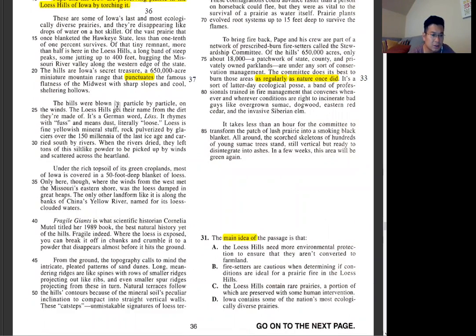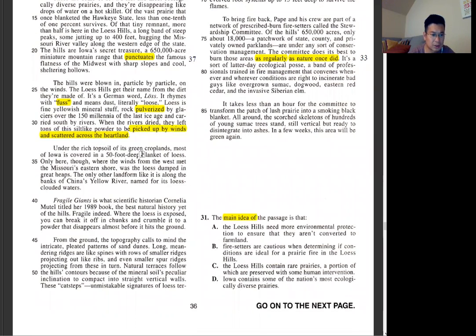And then hills blown particle by particle, and the winds, the dirt, the loess. Loess means dust, loose, always fine yellowish mineral. The river dries, and the wind picks it up and scatters it across the heartland.